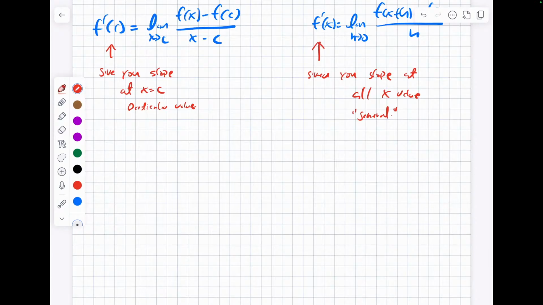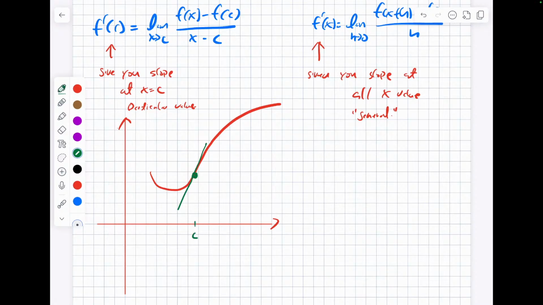Now let's talk about why that is. Imagine you have a graph that looks something like this, and I want to find the slope right here. I want to find the tangent line right there, like this. We're going to call this point c, and we're going to start with a secant line. So we call this point x comma f of x, and this point is c comma f of c.